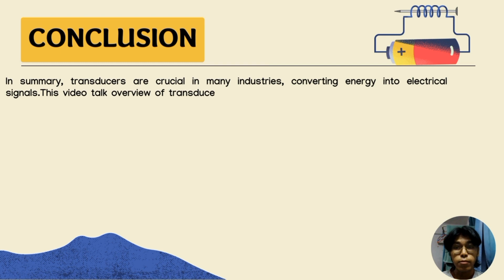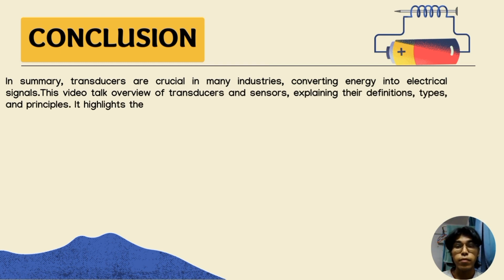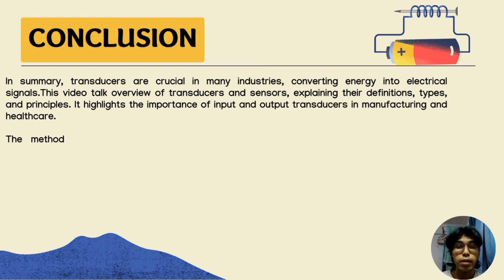So, in summary, transducers are crucial in many industries, converting energy into electrical signals. This video gives an overview of transducers and sensors, explaining their definitions, types, and principles. It highlights the importance of input and output transducers in manufacturing and healthcare.